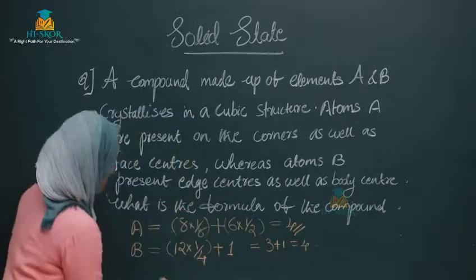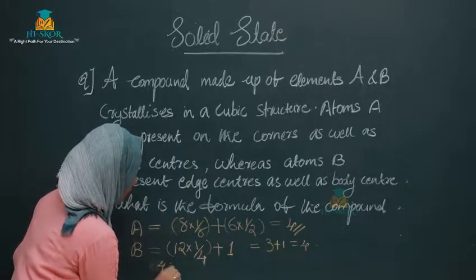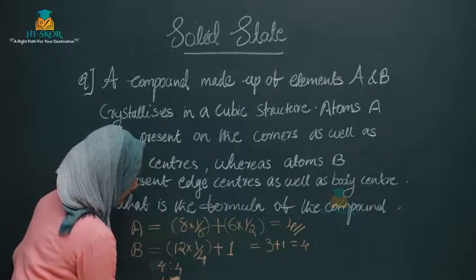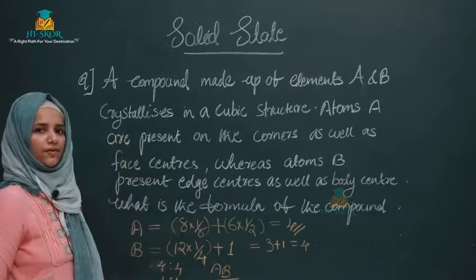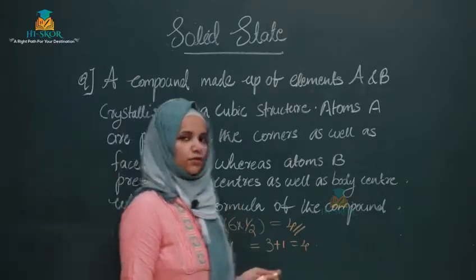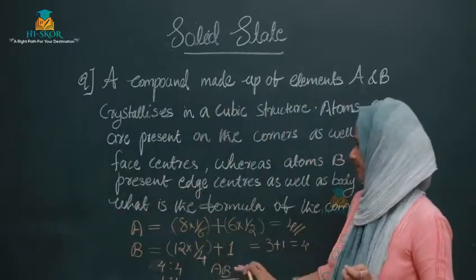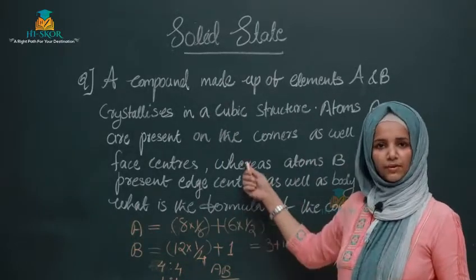So A is 4, B is 4. So 4:4. Simply we can write 1:1, or we can say AB. If the formula is A4 B4, we can write it as AB. So what is the chemical formula of this compound? AB. Suppose they ask to draw the structure also. That time you can draw the structure.